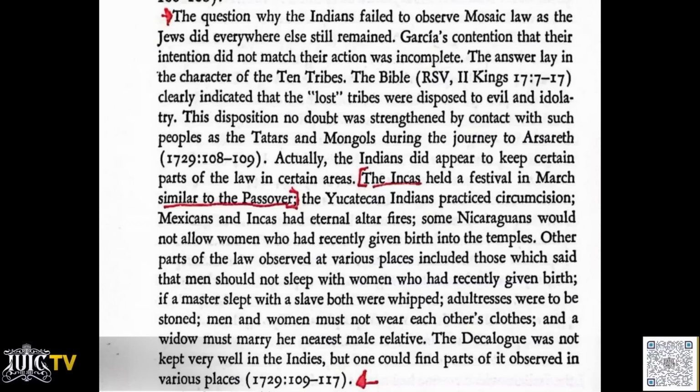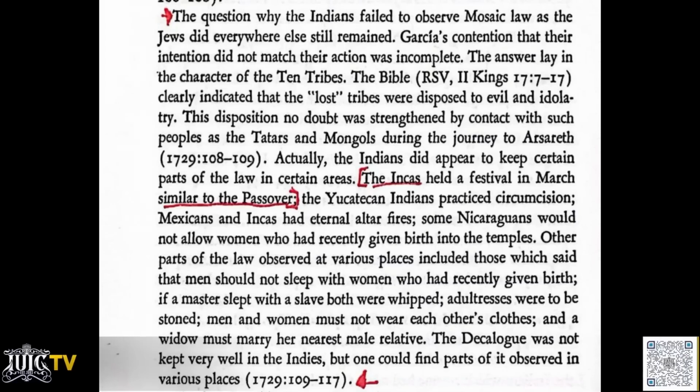The Bible, RSV, clearly indicated that the lost tribes were disposed to evil and idolatry. So now, they were disposed to evil and idolatry. That's true, because they had somebody over here to enforce the law, but they still gave themselves over to other gods. And we're going to get into what they called their other god.